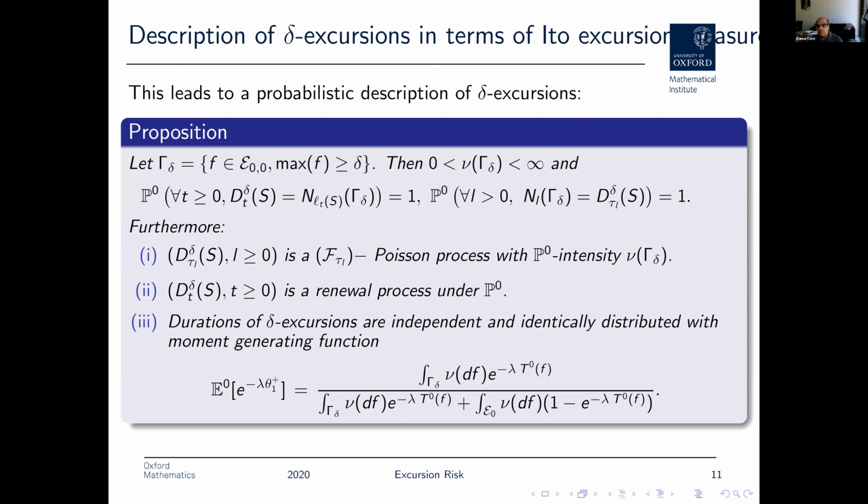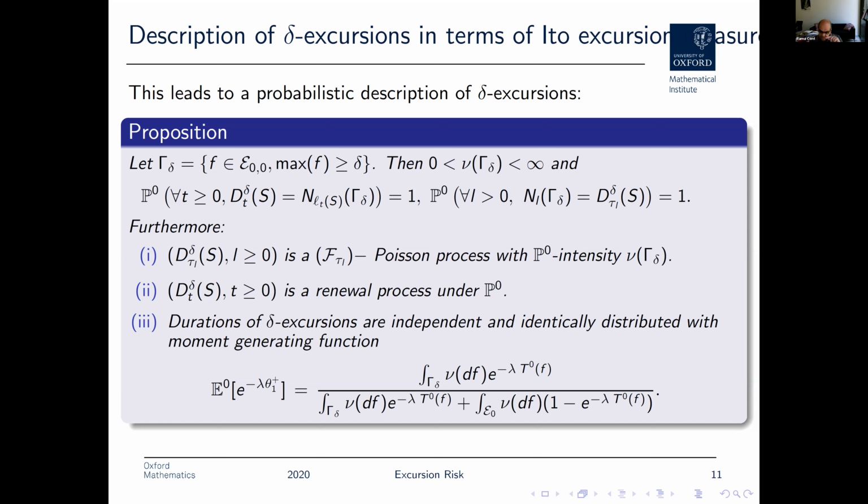Now, before getting hold of the Ito excursion measure, the fact that we know that there is a Poisson point process description of the excursions is very powerful, because it allows us to derive a lot of properties. A Poisson point process has independence of increments, stationary increments, and a very specific form of the law. So it gives us a lot of interesting properties without making specific assumptions on S, other than the fact that it's a Markov process. So in particular, it gives us a description of the delta excursions.